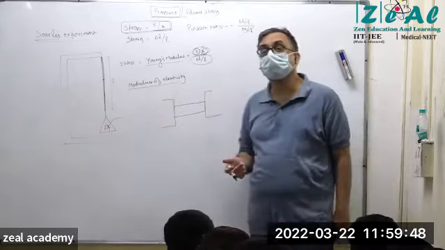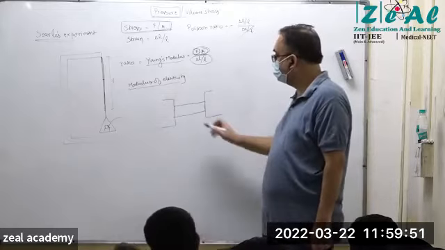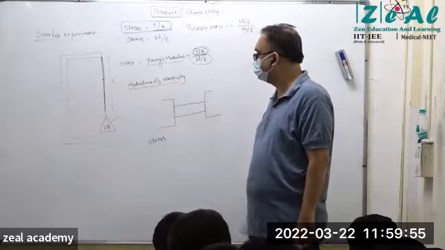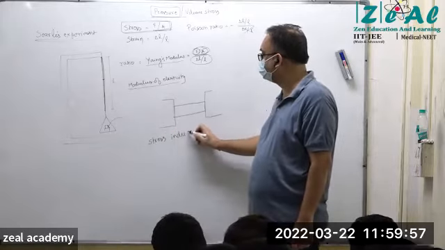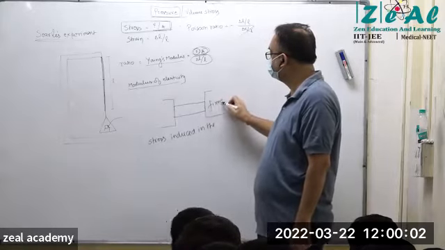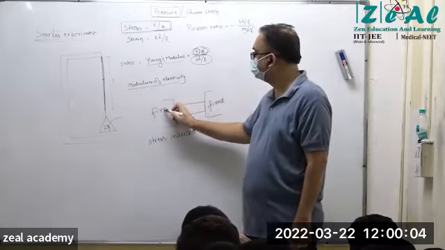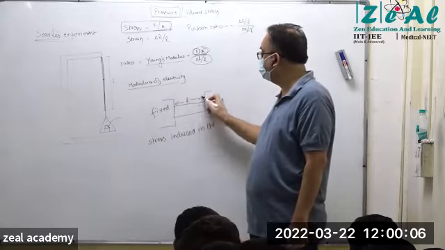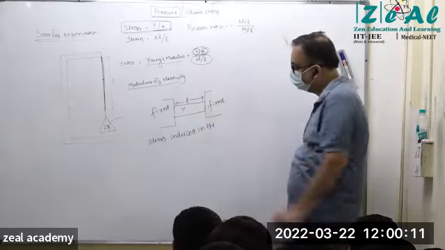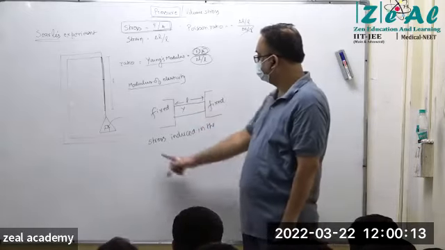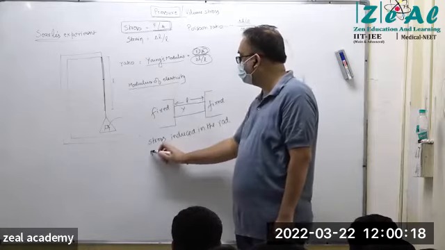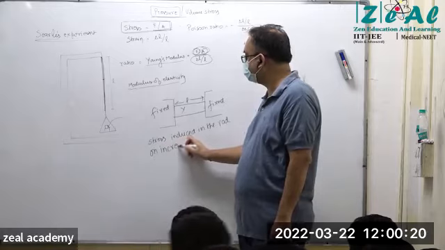Therefore, we will say that there will be stress induced in the rod. This is fixed. This is fixed. We have a rod of length L, Young's modulus Y, between these two fixed walls. So there is a stress induced in the rod on increase of temperature.